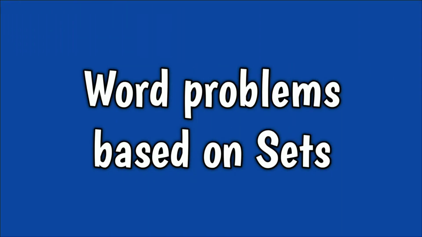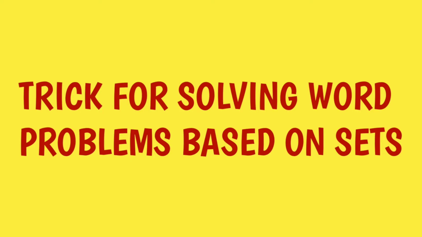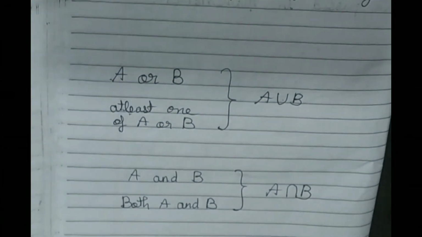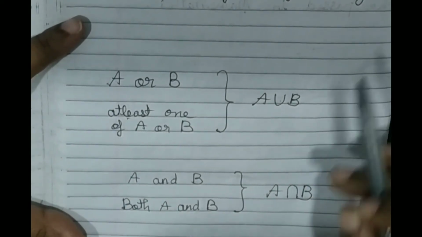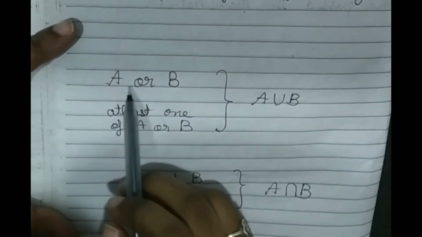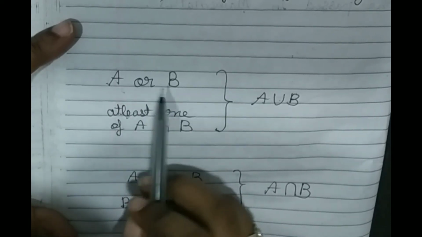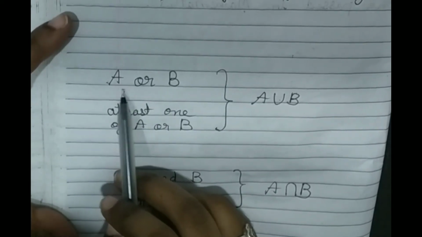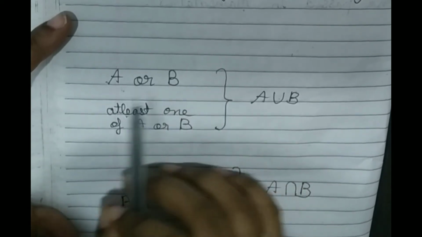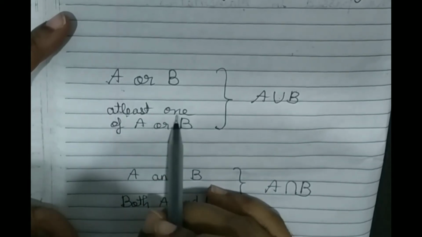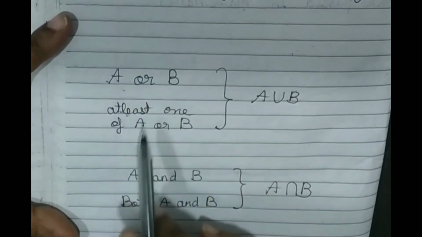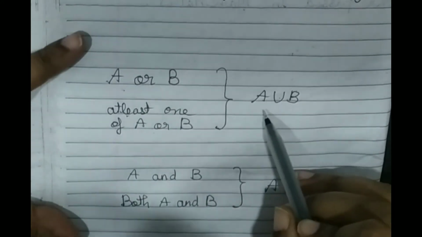Okay. Word problems based on sets. Trick for solving word problems based on sets. Now, see this important trick, a very useful trick for solving word problems related to sets. Whenever in word problems they are giving this A or B, if we have to find elements in A or elements in B, or if we have to find at least A or B, at least one of A or B, if such words are given in the question, then what will we find?